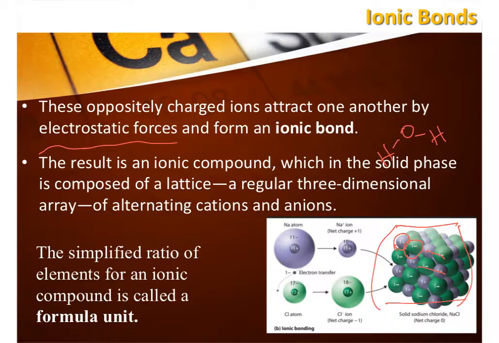But we do look at these lattices and pick out the simplest repeating ratio of elements involved in it, and we call that a formula unit. So when you see formula unit, you can think molecule, but just realize it's not really a separate molecule. Molecules are what we call covalently bonded compounds.